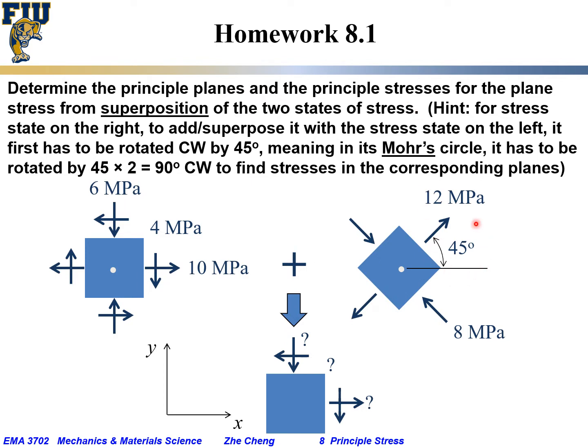For the stress state on the right, you can rotate it in real space clockwise 45 degrees, which means if you are going to use the Mohr circle method, you have to rotate on the Mohr circle by 45 times 2, which is 90 degrees, to find the stress state on the corresponding plane.